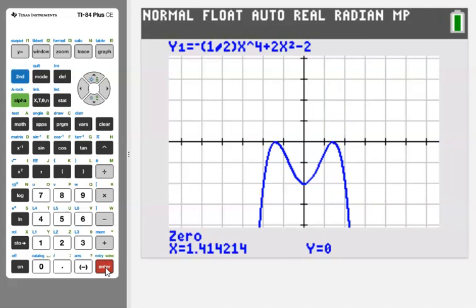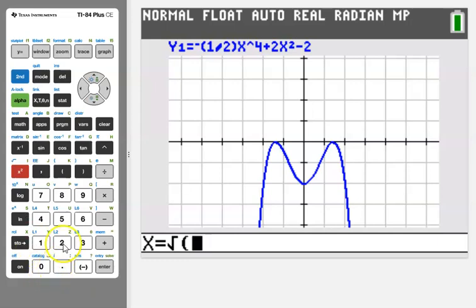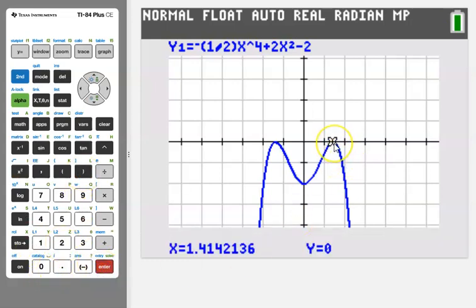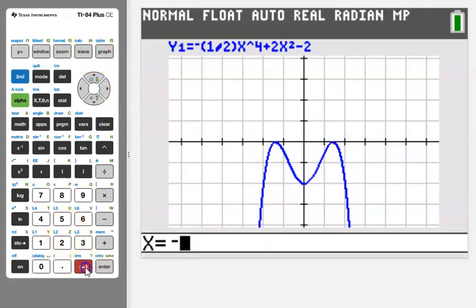That's 1.414. Now you may not know that, but that is the decimal approximation for the square root of 2. So let's do this. I want you to type trace square root, so second square root of 2, and look what happens. It's that point. It's the same point I got when I found the maximum. And the same is true over here. I can do trace negative square root of 2.